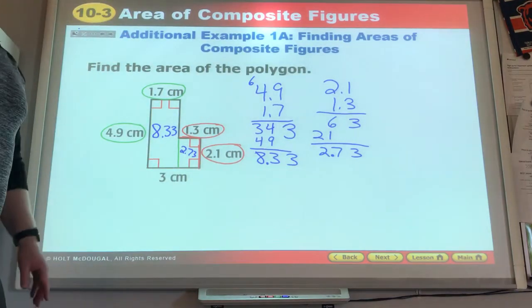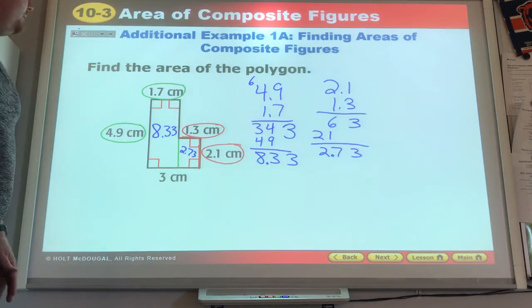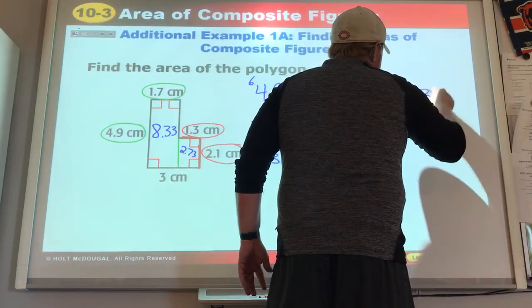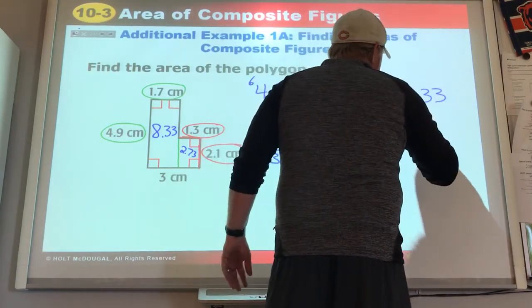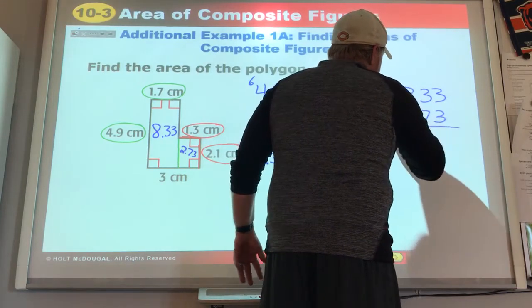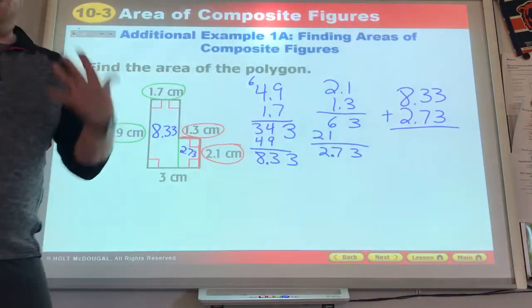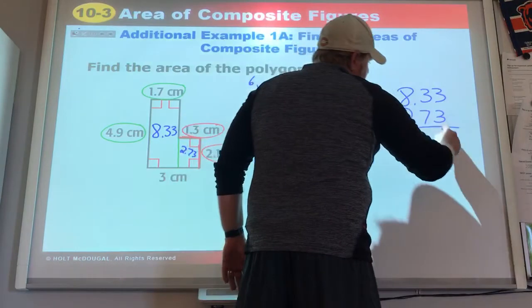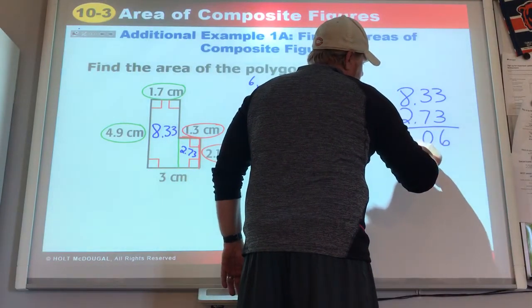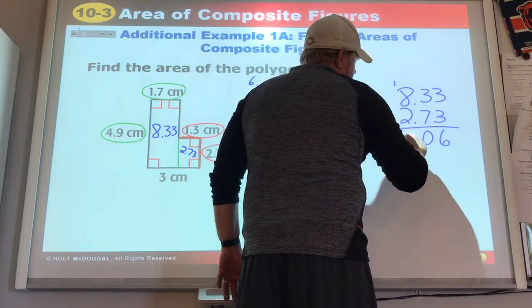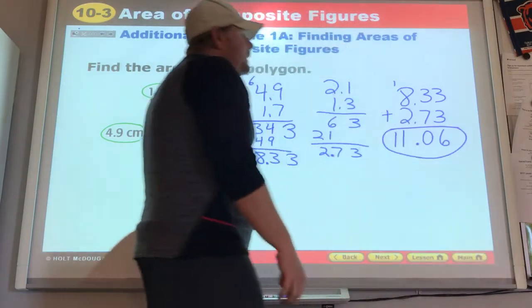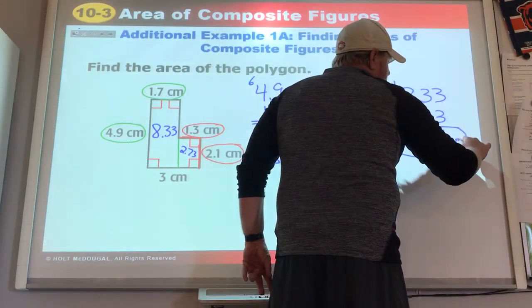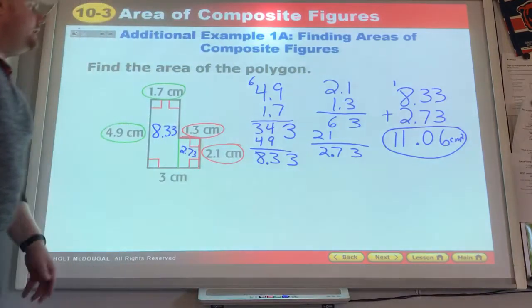How much is the whole figure? What do I do with those two numbers? Hopefully you would see, I would take 8.33 and 2.73, and I know this wasn't important enough for you guys to want to remember, but it is important in life. I line up the decimals so the place values line up. 11.06, centimeters squared, because it is area.